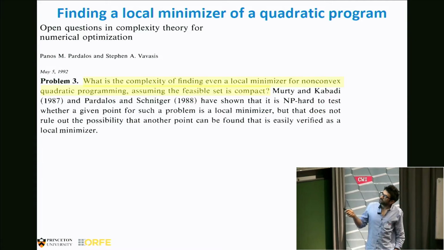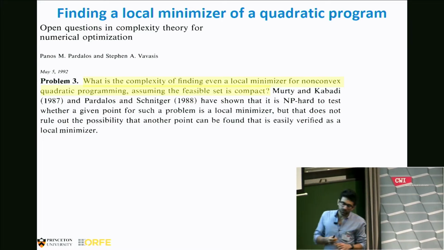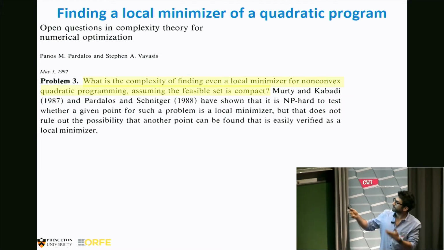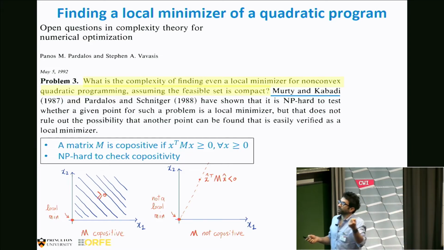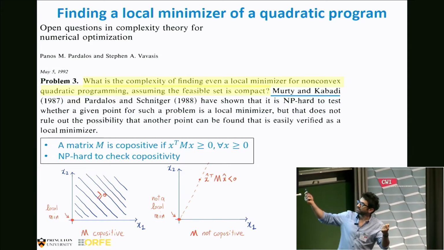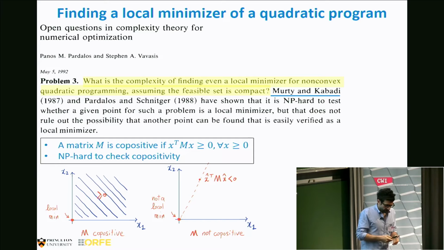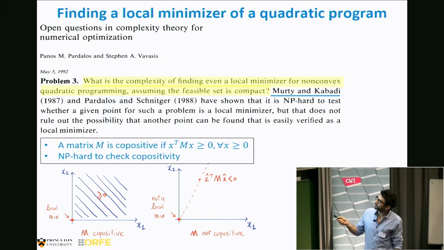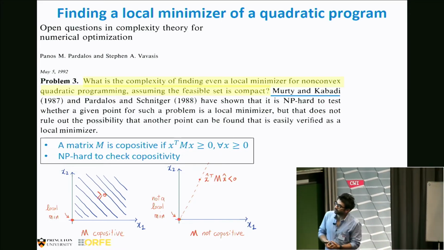Now I'm going to talk about why they want to assume the feasible set is compact on the next slide. But I do want to make a distinction in case some of you are familiar with the well-known result of Murty and Kabadi that they also go on to explain, that there's a related problem, the recognition problem. If I give you a polynomial optimization problem, let's say a quadratic program, and a point, and I ask you, is this point a local minimum? That was already shown by Murty and Kabadi to be an NP-hard problem. However, as is explained here, this does not rule out that there could be other local minima that are easily verified as local minimizers, and potentially a polytime algorithm could find them.